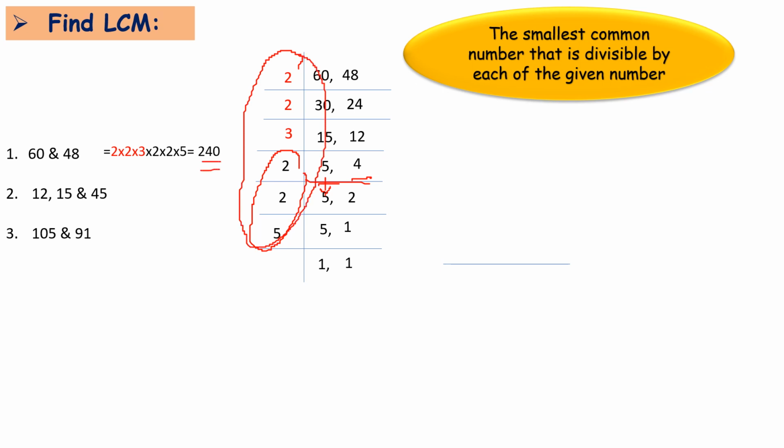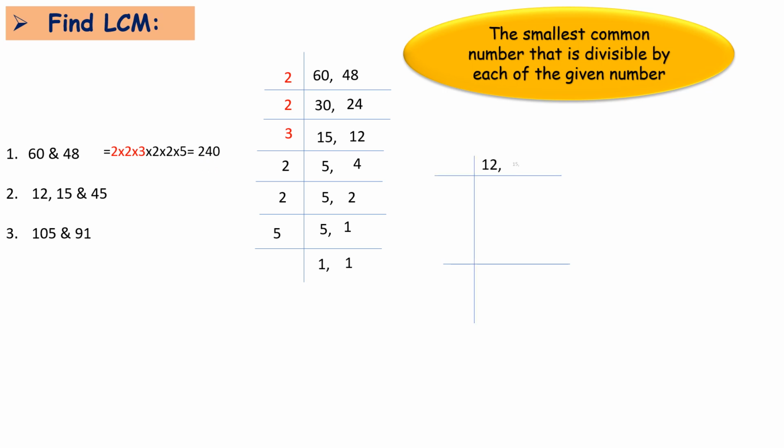And what it means, this 240 is the smallest number, common number, that is divisible by 60, the given number, and 48. So we have found the smallest common number that is divisible by each of the given numbers. So this is what we mean by finding the least common multiple. So in LCM we find the dividend and in HCF we find the divisor.